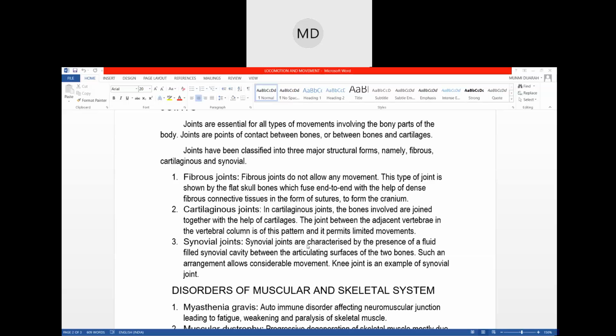But the synovial joints allow full movement, and they are present in the knee joint, in your legs, and in your hands. So all those joints that allow full movement are synovial joints. And in the synovial joints, there is a synovial cavity that is filled with fluid.